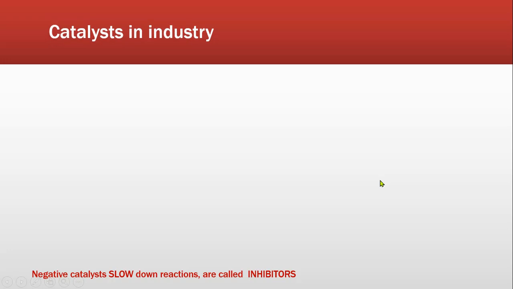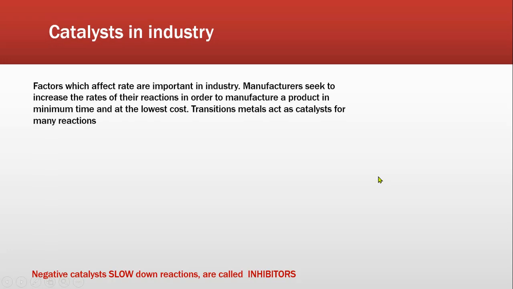Catalysts are so important in industrial applications. Manufacturers seek to increase the rates of their reactions in order to manufacture a product in minimum time and lowest cost. Usually transition metals act as catalysts for many reactions. So let's say, for example, you come up with a design for a pill, right? Like the pill makes people super smart. However, in order for you to produce that pill, that reaction would take place in a month's time. That is too much. You cannot produce 10 pills in a month.